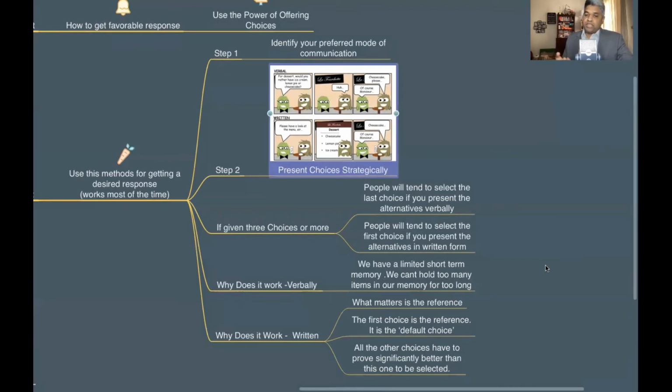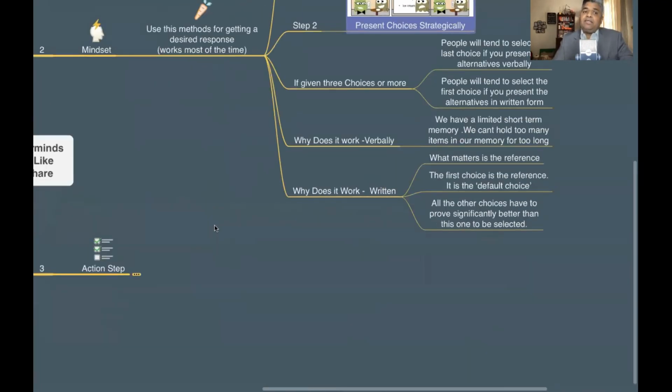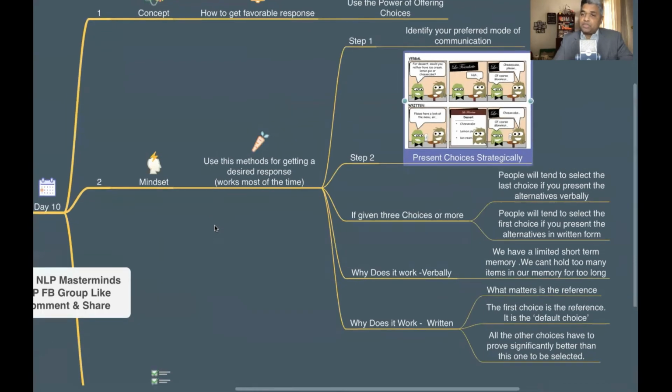So what I'm proposing is that if you are proposing some options to people in a verbal conversation, put the preferred choice, the one you want people to select, at the last. If you are presenting a written proposal, sharing it with someone, or sending it by email, put your preferred choice first. This is how it will help you get the most desired response that you want.